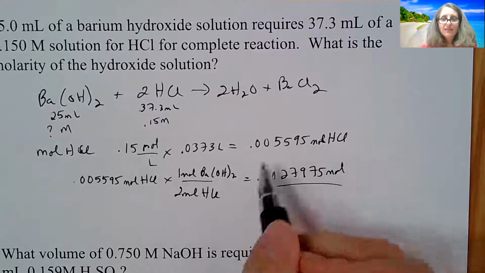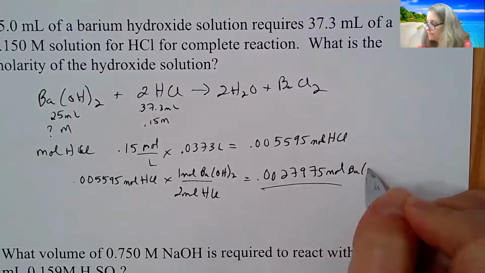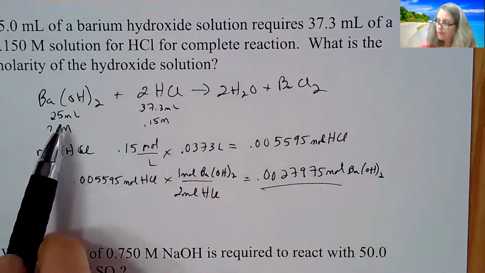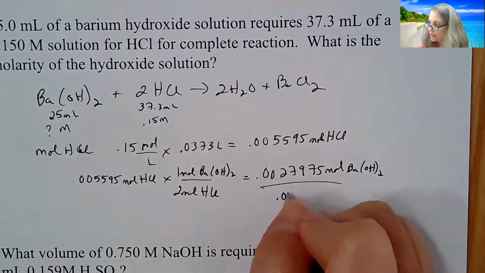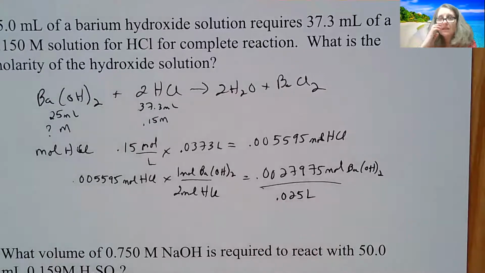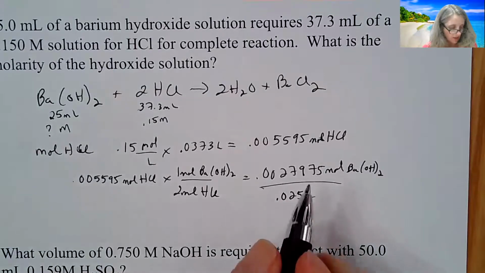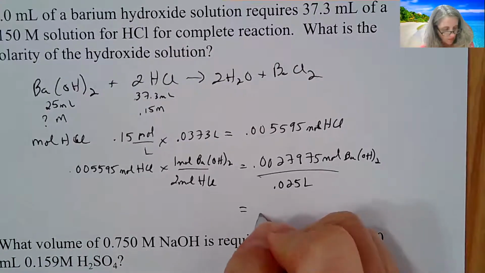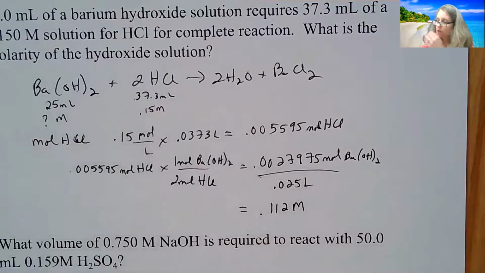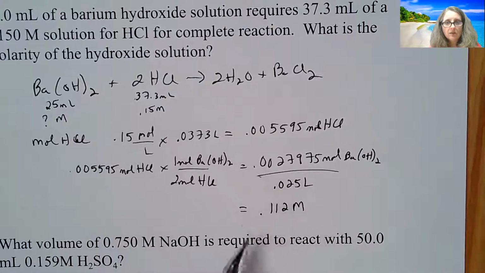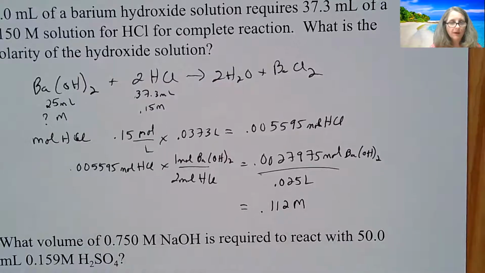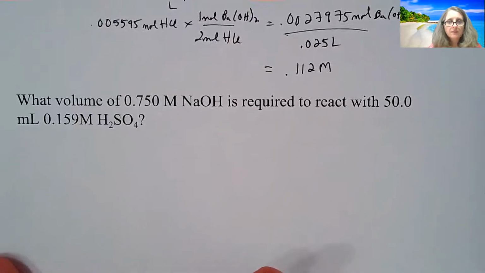All right, so if that's my moles of barium hydroxide, I know that I had 25 mils of it in this reaction. So all I got to do is divide it by my liters to get the molarity of the barium hydroxide. So that comes out to be about 0.112 molarity with 3 significant digits. And again, please disregard all of my extra digits there. Again, as long as your number is rounded to 3 digits and you're close to my answer, you're going to be fine. So this next problem is similar.